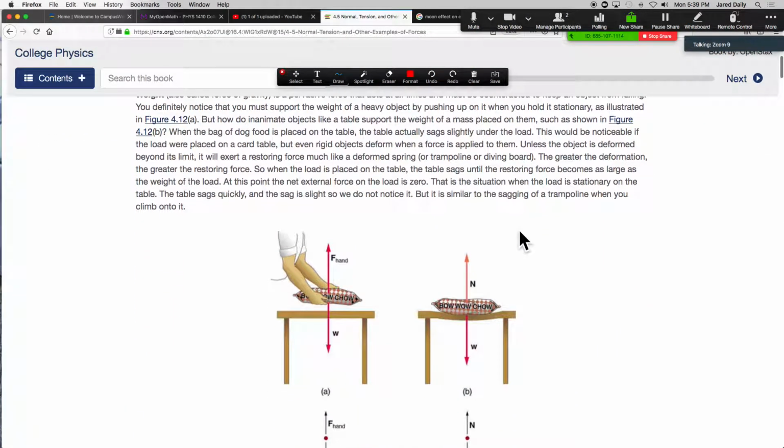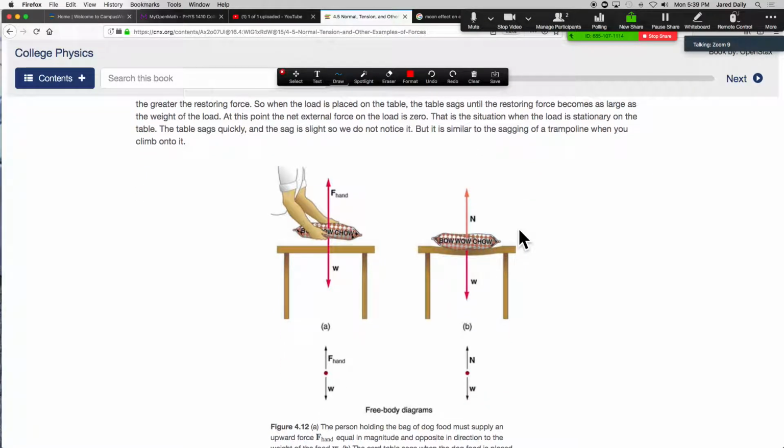So what kind of forces have we talked about so far? We've talked about normal forces. Here's our bow wow chow.